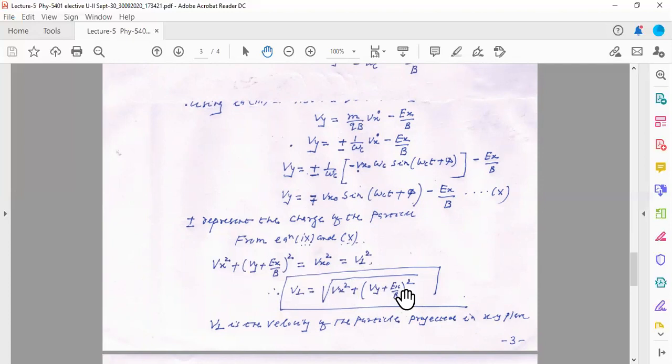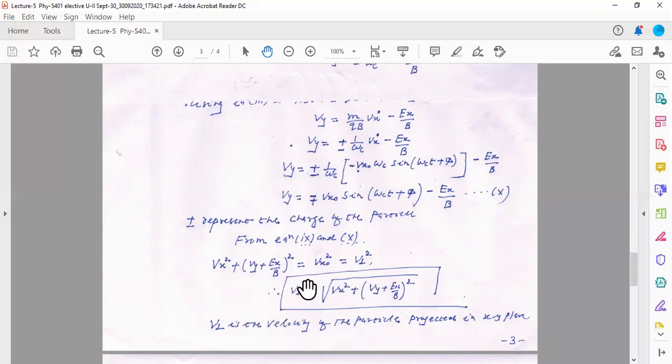You see, when you consider only the magnetic field, there is no electric field. In the previous case, when there was motion of a charged particle in a uniform magnetic field, Ex was 0. So you can calculate V perpendicular square equal to Vx square plus Vy square, and that is equal to Vx0 square, which we have already developed in the previous classes also. And we have defined that V perpendicular is the velocity of the particle projected in the xy plane.